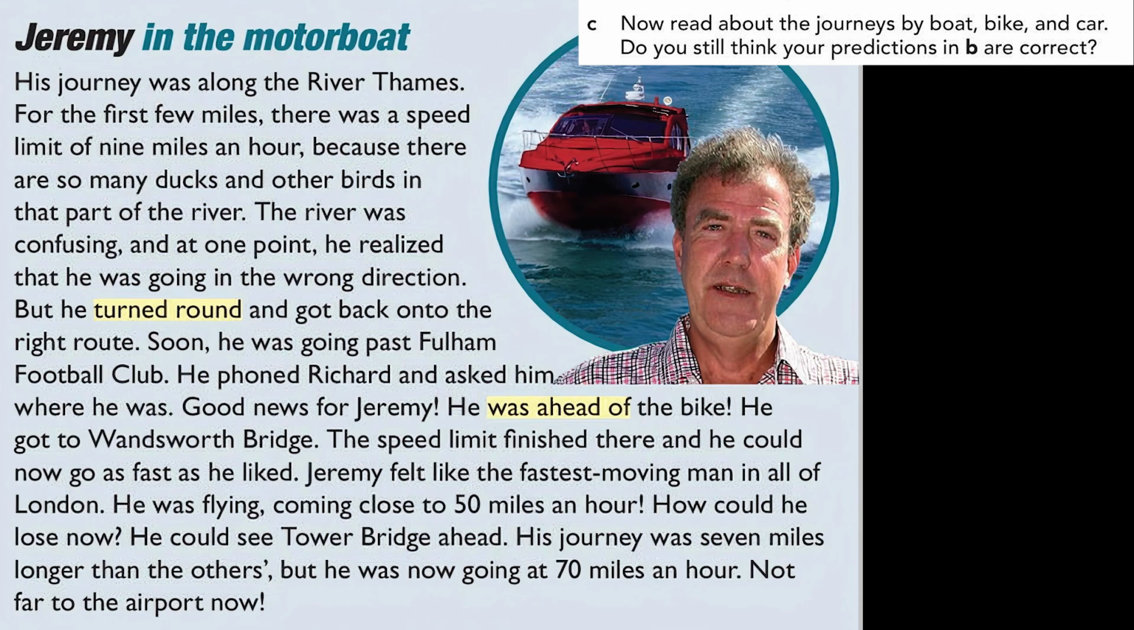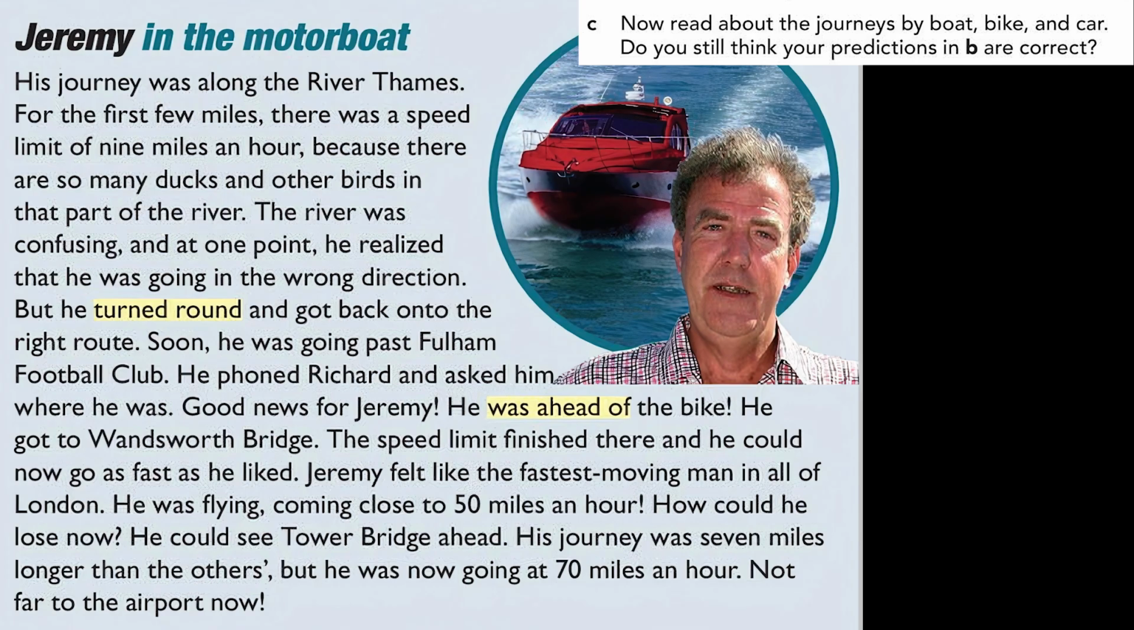Jeremy in the motorboat. His journey was along the River Thames. For the first few miles, there was a speed limit of 9 miles an hour, because there are so many ducks and other birds in that part of the river. The river was confusing, and at one point he realized that he was going in the wrong direction. But he turned round and got back onto the right route. Soon he was going past Fulham Football Club. He phoned Richard and asked him where he was.